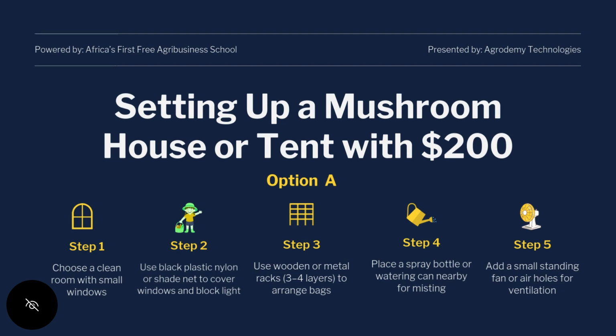So the next thing I want us to talk about is setting up the mushroom house or tent. There is an option A, right? And there is also an option B. With option A, choose a clean room, use black plastic nylon or shade net to cover your window so that you can block the light. Then use a wood or metal rack, put it in layers and arrange the bags to sit on each of these layers. Then the fourth step is to place a spray bottle or a watering can nearby for misting.